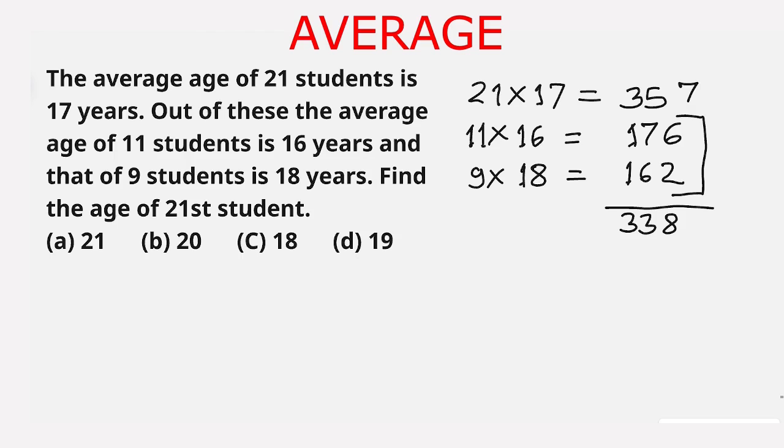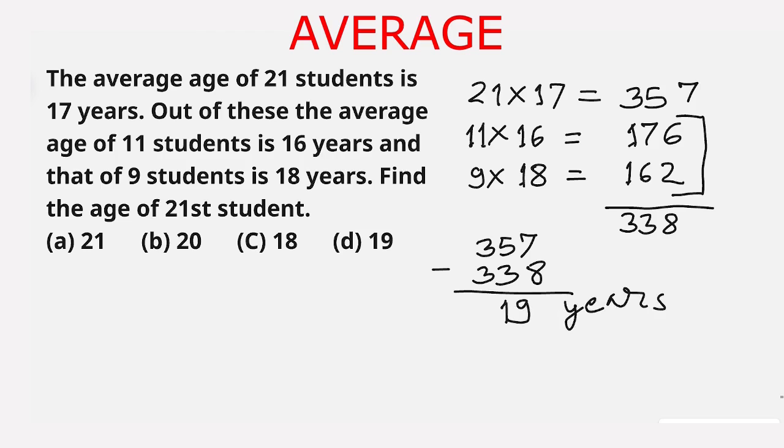their total age comes out to be 338, and the age of 21 students comes out to be 357. So we will be able to find the age of the 21st student, which is 357 minus 338, and this comes out to be 19 years. And from the given options, our answer is option D, 19 years. I hope you have understood the method of solving such type of questions. This was a very easy question.